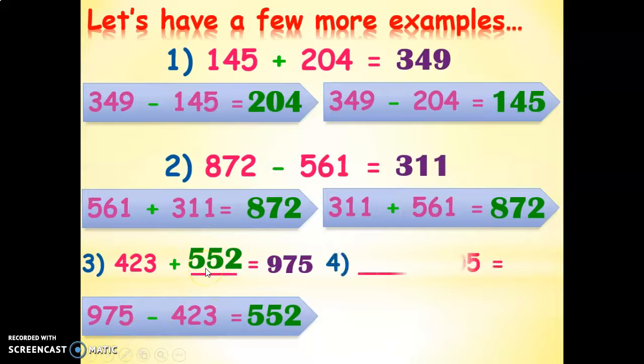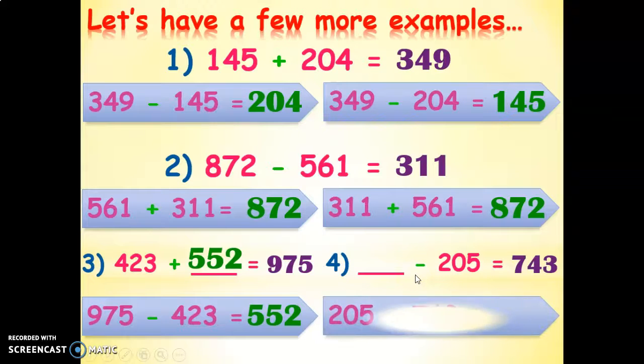And for example number 4, we had to find out which number minus 205 equals 743. Now since the given equation is subtraction, we can use addition to complete this number sentence. So we can write 205 plus 743. The answer is 948. So the missing number is 948.